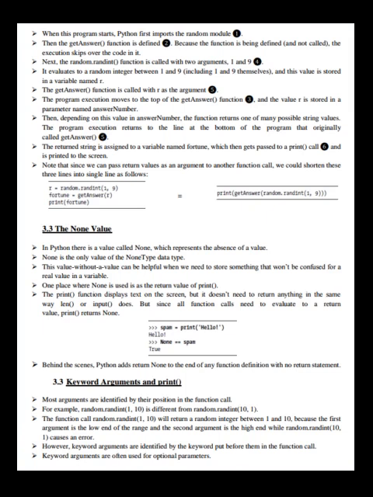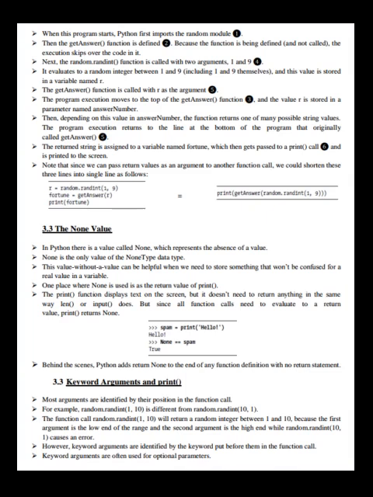Now let us see keyword arguments and print. Most arguments are identified by their position in the function call. For example, random.randint(1, 10) is different from random.randint(10, 1). The function call randint(1, 10) will return a random integer between 1 and 10 because the first argument is the low end of the range and the second argument is the high end, while random.randint(10, 1) causes an error. However, keyword arguments are identified by the keyword put before them in the function call.